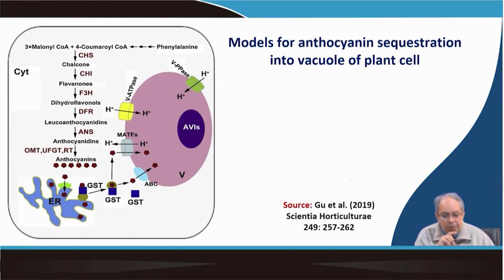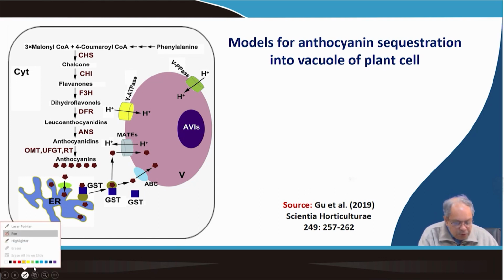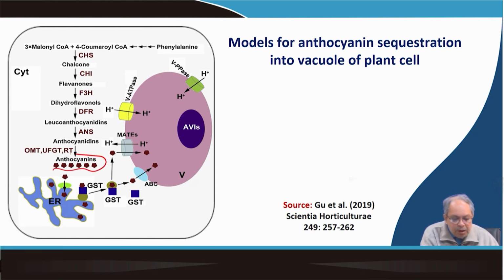So, the last part of this lecture is this: once these anthocyanins are produced, they are in the cytosol, through methyltransferase, glucosyltransferase, then rhamnosyltransferase, whatever. So, these anthocyanins cannot stay in the cytosol. So, they must be stored in the vacuole. So, how do they move into the vacuole?